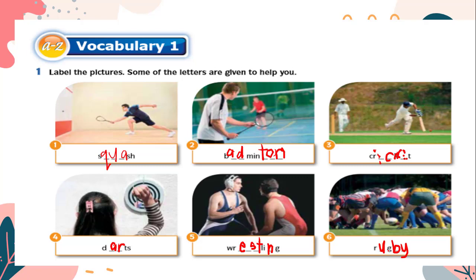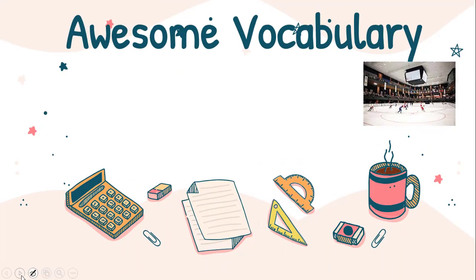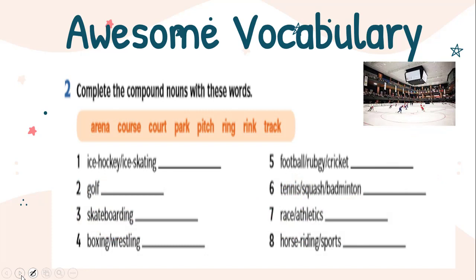So I know you are very familiar with all these sports. Alright, but then do you know the place that we call for them to play? Let's see on our next slide. Okay, you have to complete the compound noun with these words. There are 8 words given there, so you have to match with the question number 1 until number 8. What is the answer for that? I give you 2 minutes before we discuss the answer and check whether you got it right or wrong.